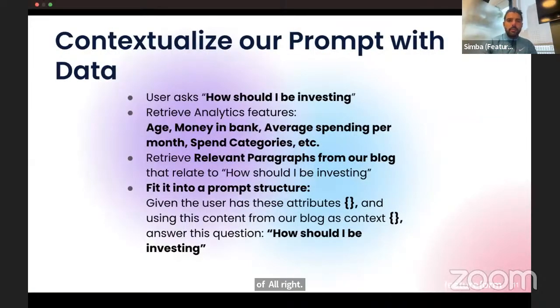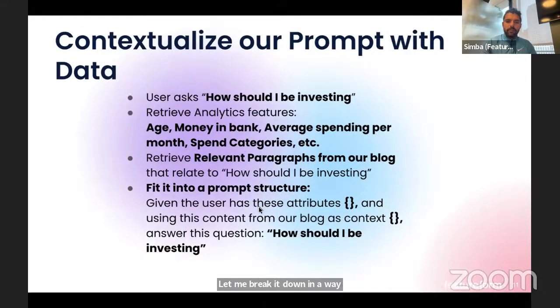Let me break it down in a way that's maybe a little easier to understand than that picture. A user asks, how should I be investing? You're a bank, and they ask your chatbot, which is LLM powered. Based on that question, I can deduce some of the things I should grab. I might grab their age, how much money they have, average spending per month, spend categories, etc., and retrieve those analytical features.